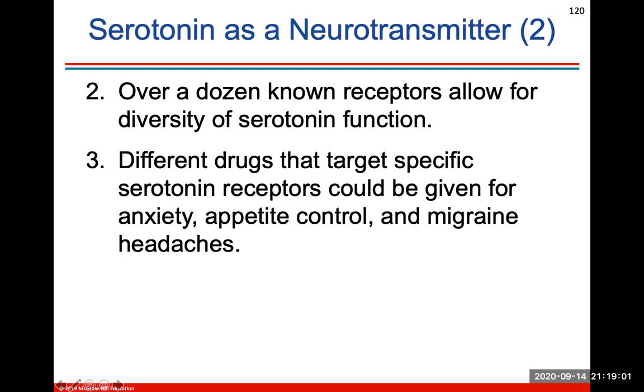Simply put, with over a dozen known receptors, serotonin has a diversity of functions. Different drugs that target specific serotonin receptors can be given for anxiety, appetite control, and migraine headaches. So based on what the diagnosis is, you would get a different drug that will target a specific receptor that might have to do with anxiety, appetite control, migraine, depression.